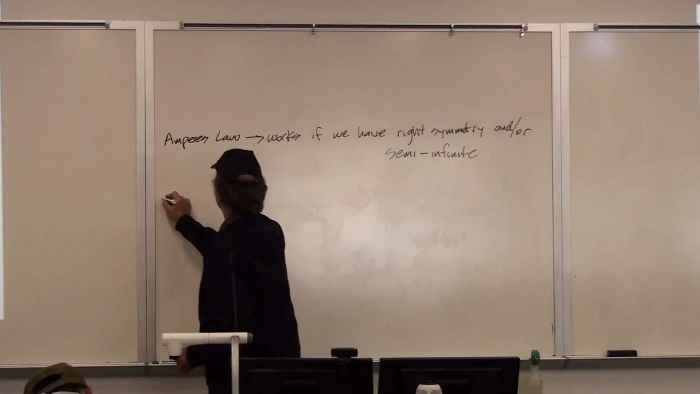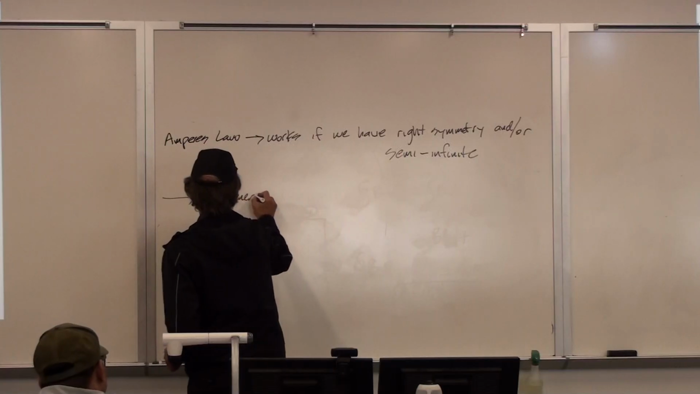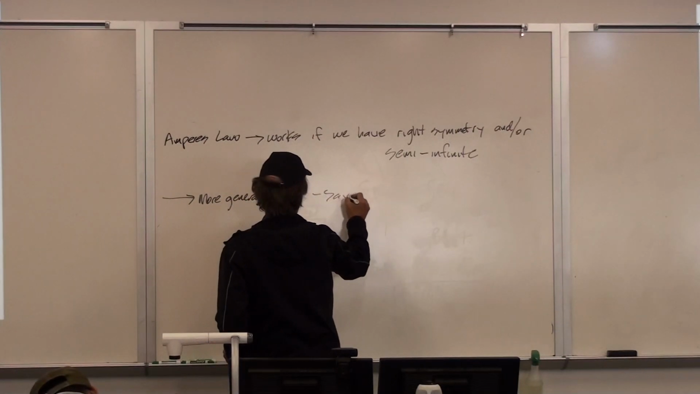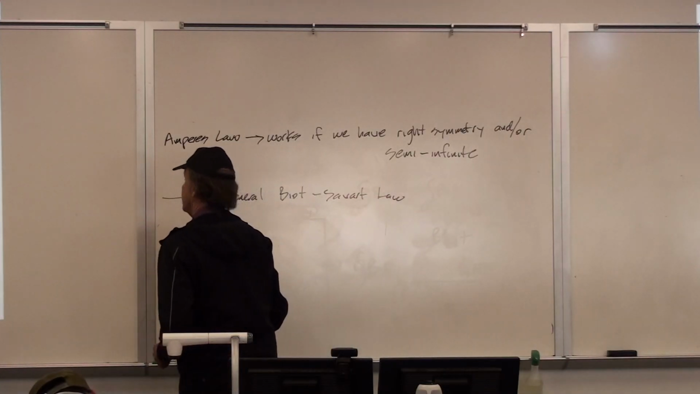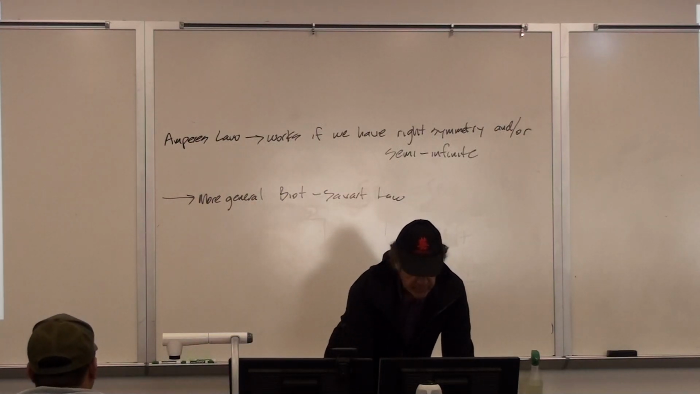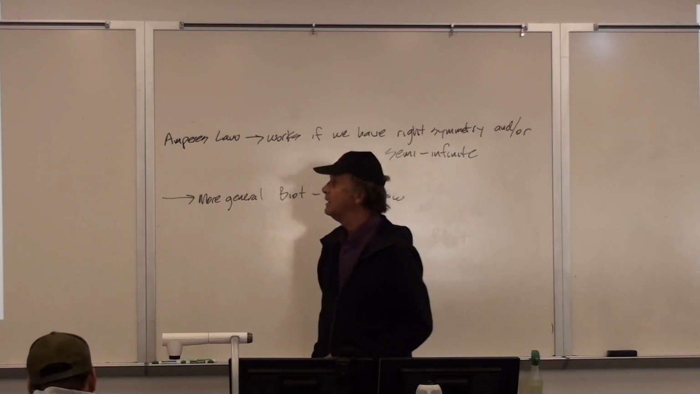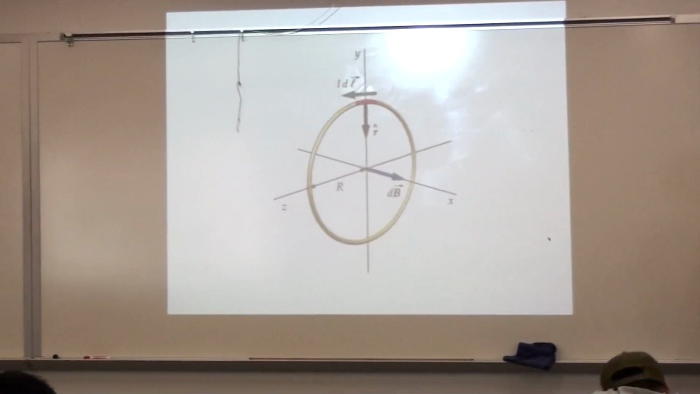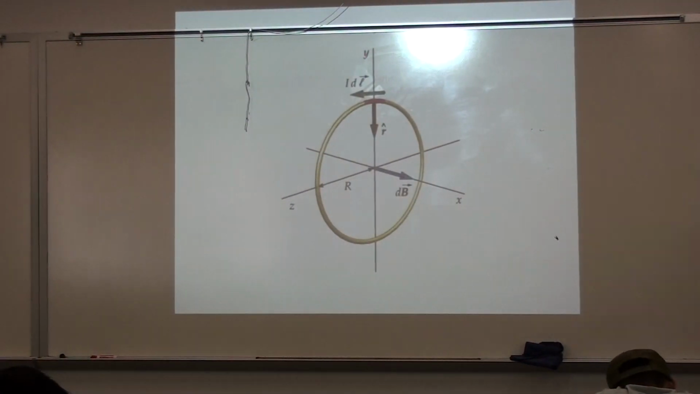But our more general case, Biot-Savart. And in the Biot-Savart law, I like this picture very much. We have dB. This is a little tiny bit of magnetic field due to a little element of current.